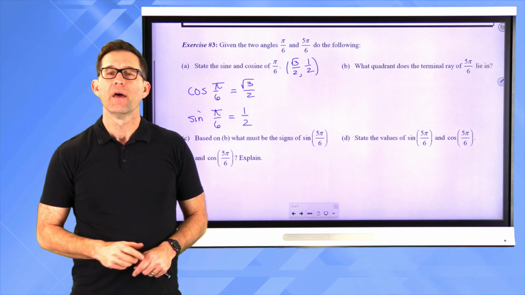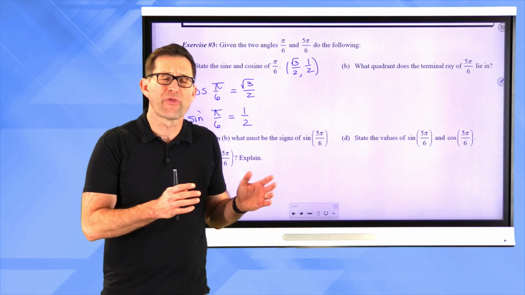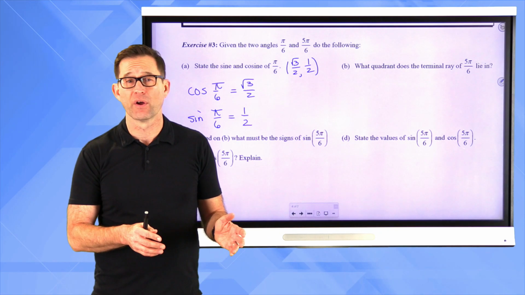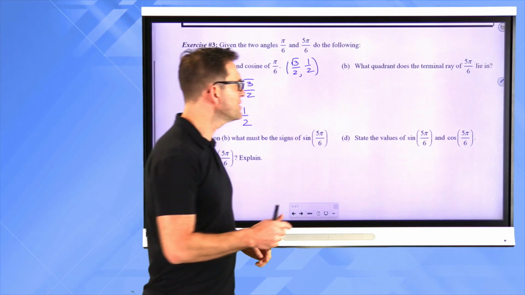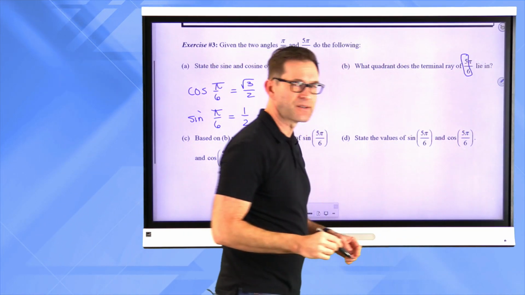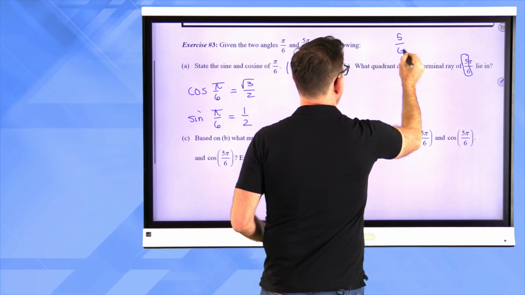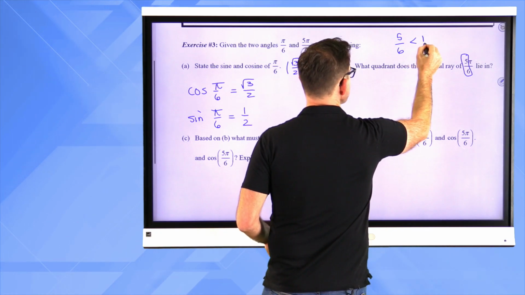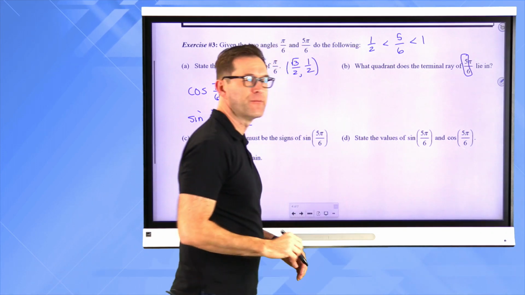Okay, great. Now, letter B. What quadrant does the terminal ray of 5 pi over 6 lie in? Now we just went through this, so you could look at the diagram on the front side of the sheet. That would be fine. But I also want you to just be able to think about this number, 5/6. Why do I want you to be able to think about this number? Well, 5/6 is obviously less than 1, and it's greater than 1/2.